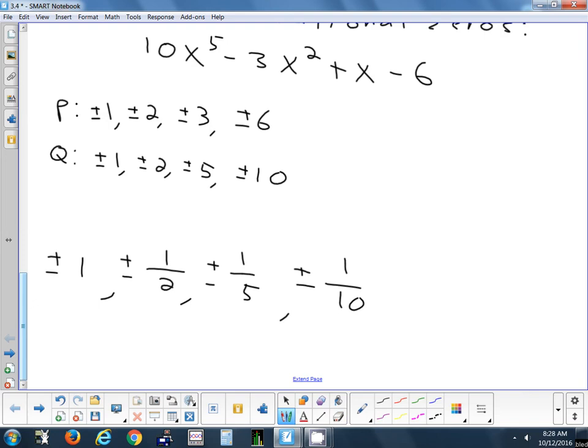Now let's write all the different possibilities with 2 as the numerator. So we could have 2 over 1. What else could we have? 2 over 2. We could have 2 over 2, but we already have that one. 2 over 2 is 1. What else could we have? 2 over 5. And we could have 2 over 10, which is 1/5. So we already have that one.